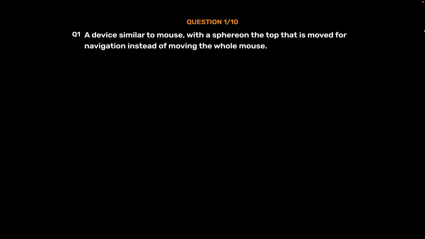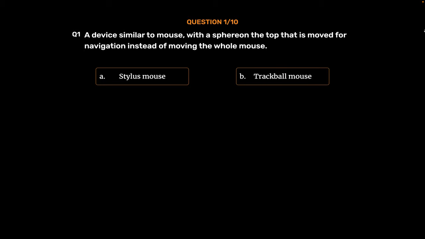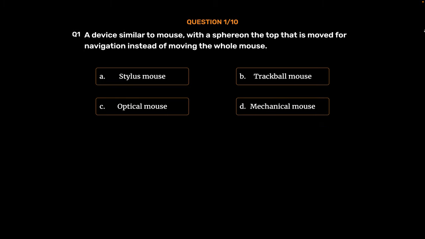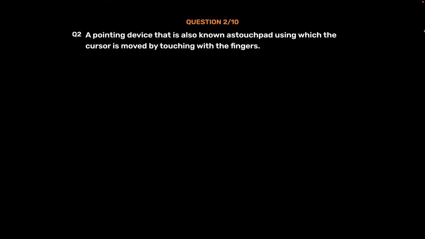Question number 1. A device similar to mouse, with a sphere on the top that is moved for navigation instead of moving the whole mouse. Option A. Stylus mouse. Option B. Trackball mouse. Option C. Optical mouse. Option D. Mechanical mouse. The correct answer is Option B. Trackball mouse.